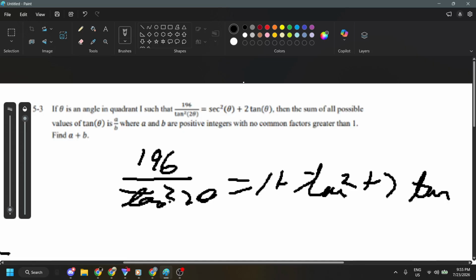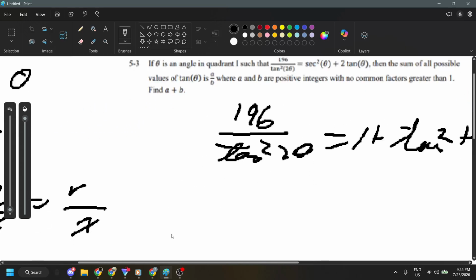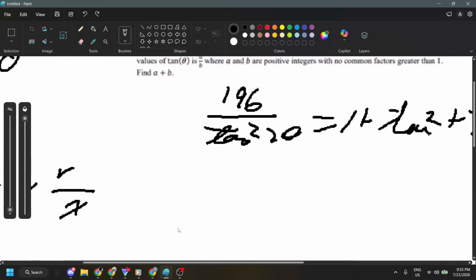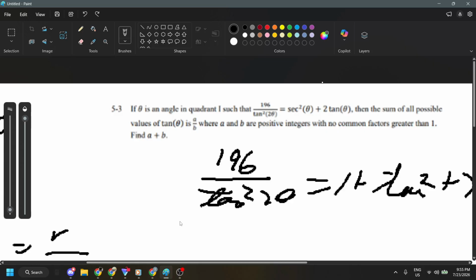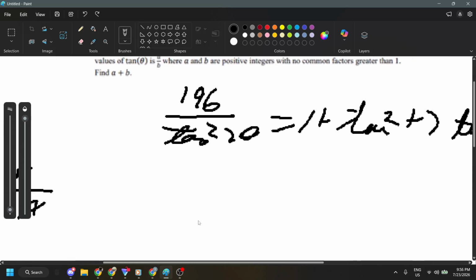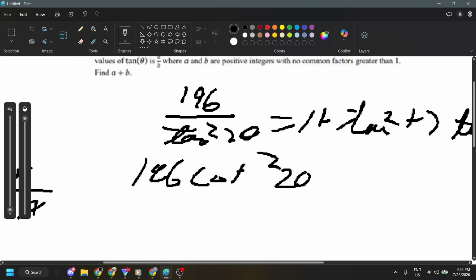Now this would be very simple if this wasn't 2 theta, so now we're going to have to find the double angle formula for tangent. And we're going to have to square that. Or, can we turn this into secant? And then maybe that would be easier. If I could do that, I don't know if I can do that. Well, first this is 196 cotangent squared of 2 theta. Okay, that kind of simplifies things.